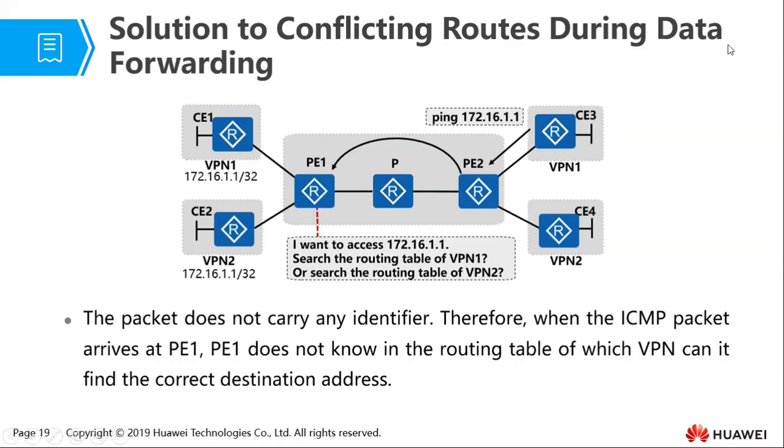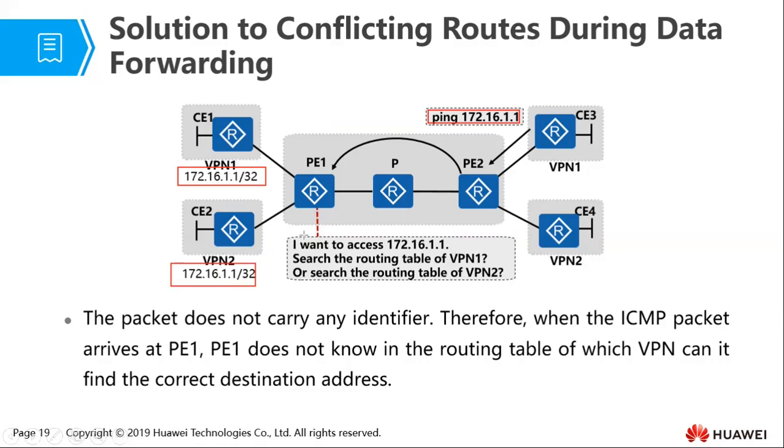Solution to conflicting routes during data forwarding. Okay, so what do we have here? Okay, this is the third problem that we were talking about. If you do a ping from CE3, how will P1 know whether to ping this guy or this guy?